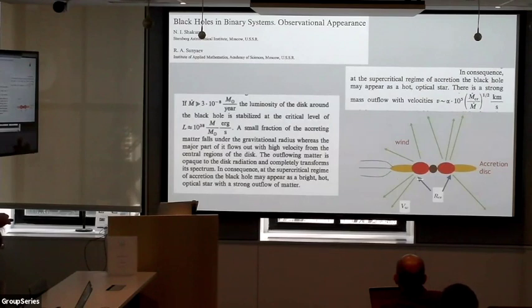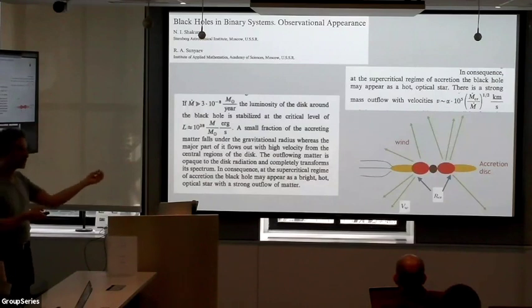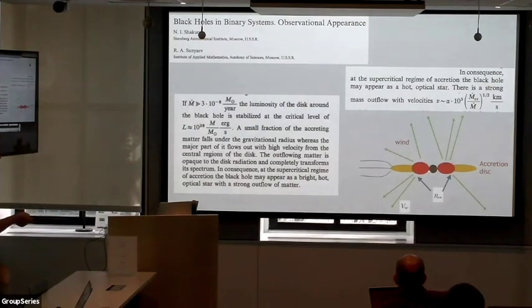super Eddington rate. It's far enough that you can still form a nice thin accretion disk. But at some radius, the photons become trapped, so the disk cannot cool anymore efficiently. So it becomes quasi-spherical. And then in order to keep accreting, it has to shed some mass. And the amount of mass that you shed is basically everything. So you have only a small fraction which accretes here onto the black hole.